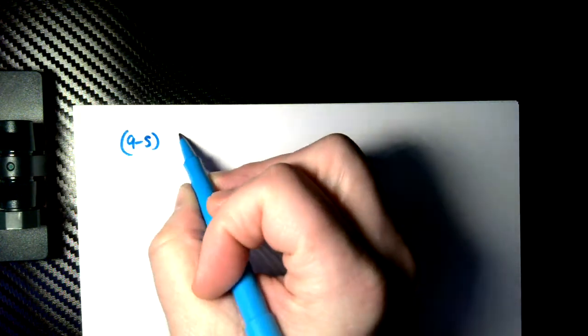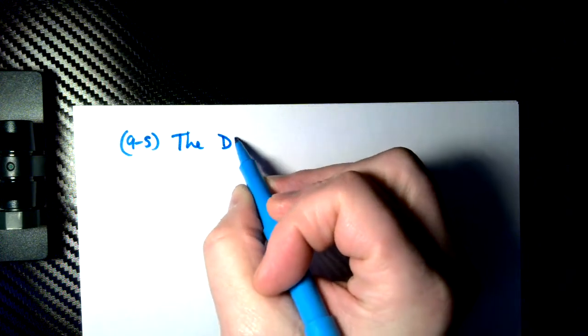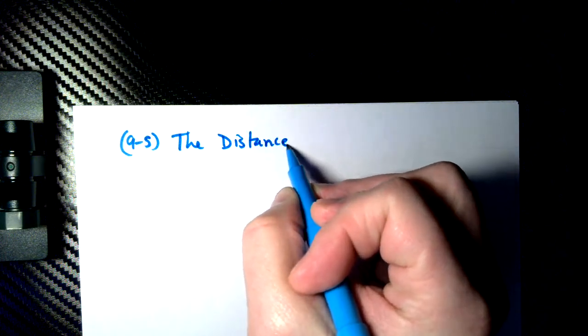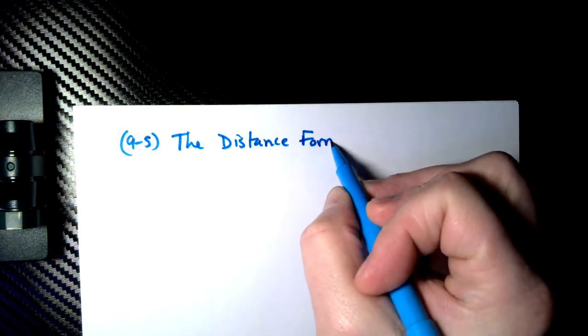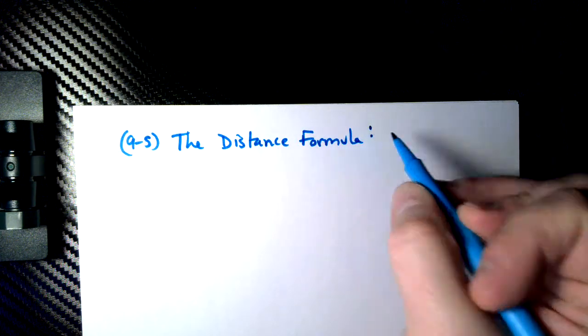Well, I'll save my examples for right now. Let me do one more thing. I'm going to teach the distance formula. I'm going to throw that in before I do examples of all this stuff. So this is from section 9.5, the distance formula. So how do you find the distance between two points?